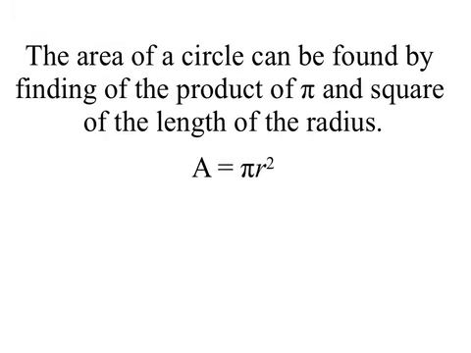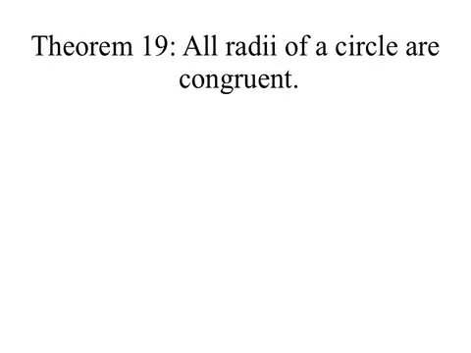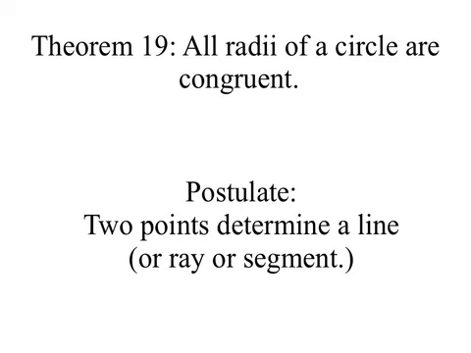Another important formula you may already be aware of is pi r squared, and that's the formula to find the area of a circle. And that brings us to Theorem 19. All radii of a circle are congruent. And in order to prove that theorem, we need an important postulate. 2 points determine a line, and they also determine a ray or a segment.